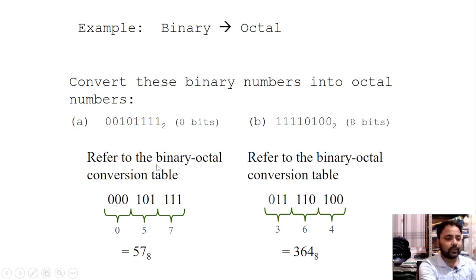So refer to the binary octal conversion table: 000, 101, 111. Here that is 0, 5 and 7, so 57 to the base 8 in the octal system. And refer to the binary octal conversion table: 011, 110, 100, so 364 here, 364 to the base 8.